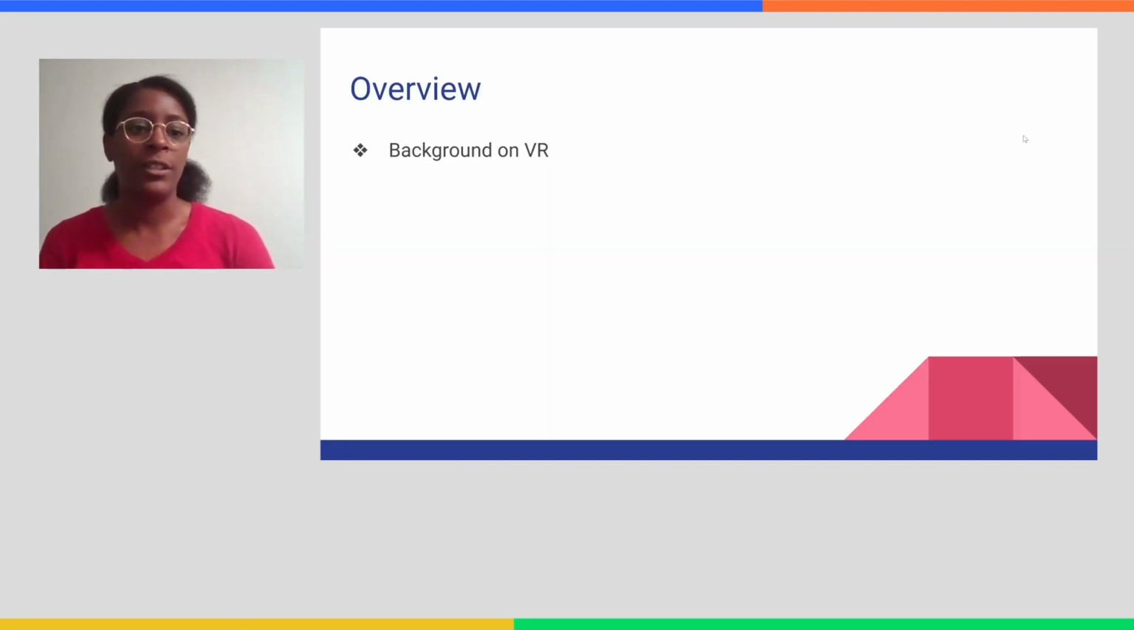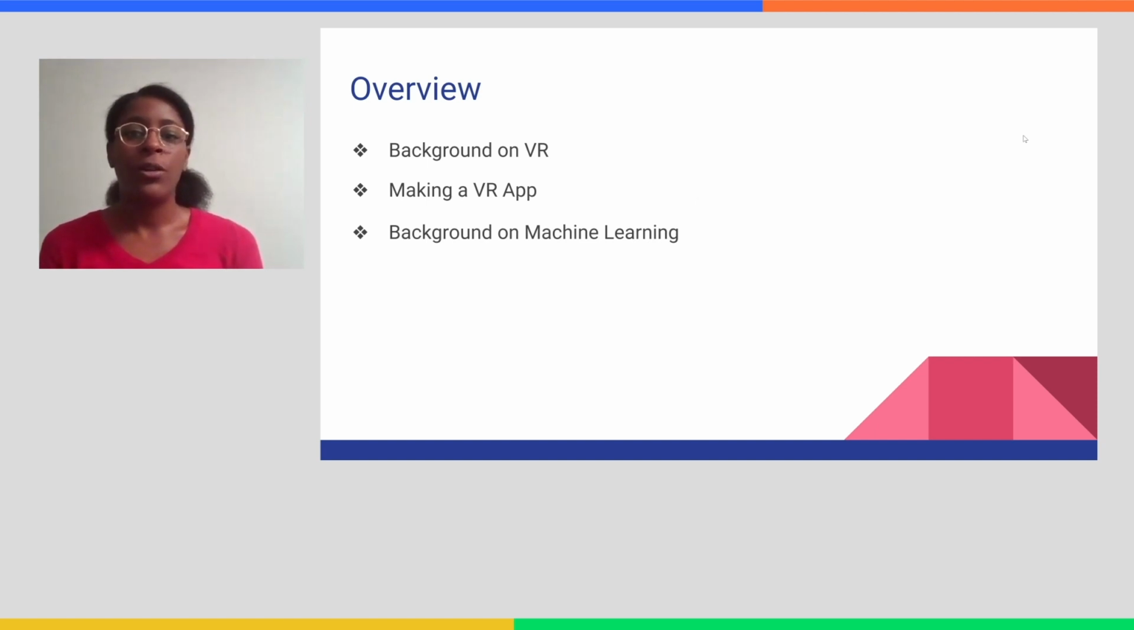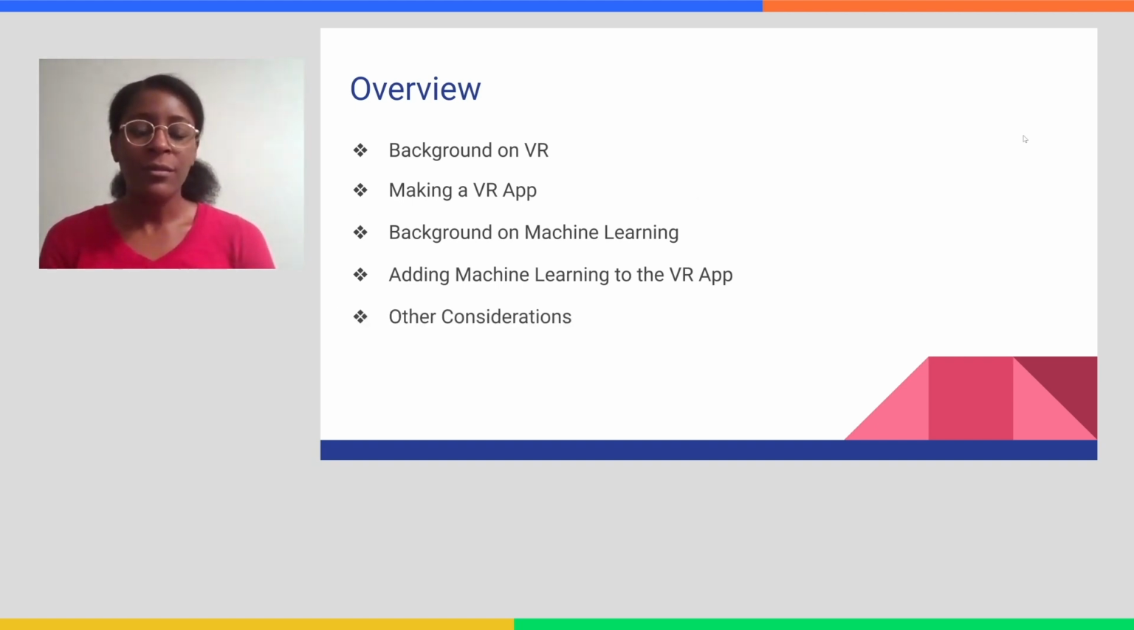So to get started, I'll give you a background on VR. Then we'll actually make a small VR app. Then we'll go over a little bit of background on machine learning, mainly neural networks. And then we'll actually add the machine learning code to the VR app. Then we'll go over a few other considerations when you're working with a VR application. And then we'll just go through some key takeaways.